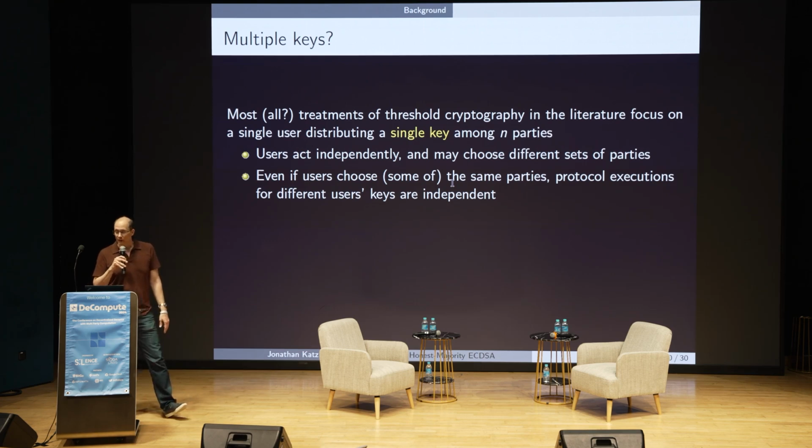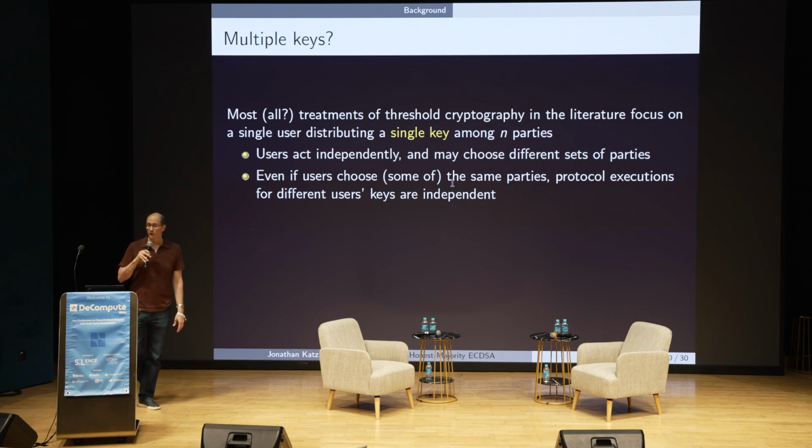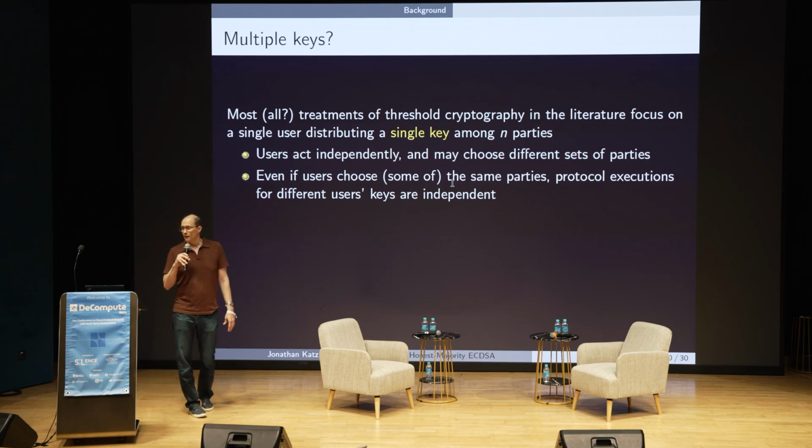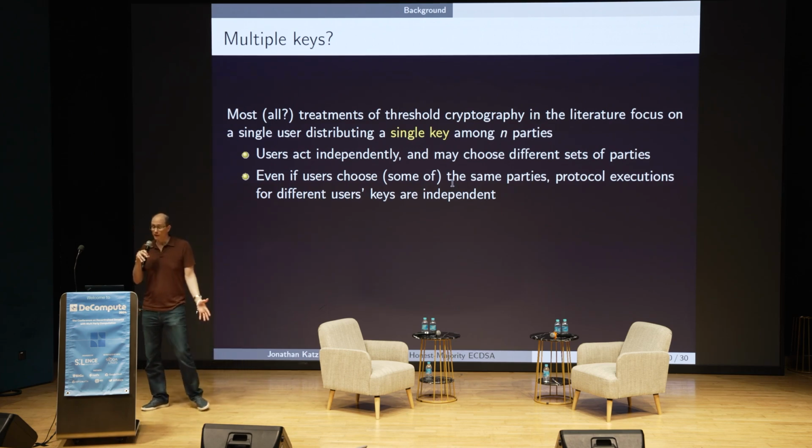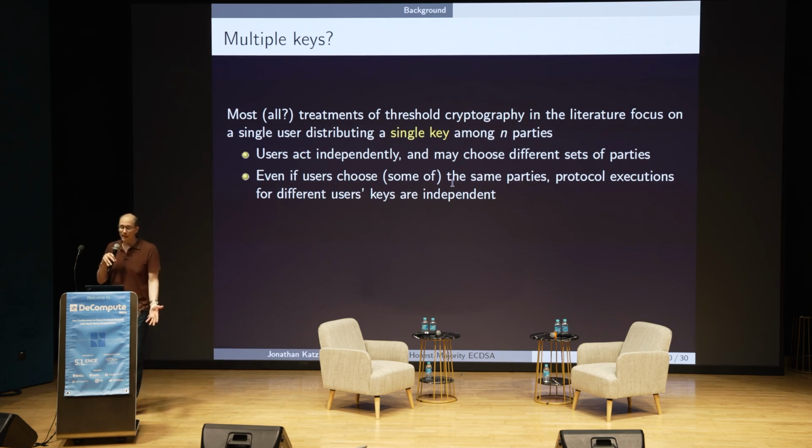And the users who are sharing these keys, usually there's only one, if the paper talks about a user at all. But if you imagine extending this to other users also sharing their keys, then at least it's left implicit in the paper, but I think the understanding is that those users may end up choosing different sets of parties. And even if they tend to choose the same set of parties, the protocol executions that are taking place to generate signatures are independent of each other.